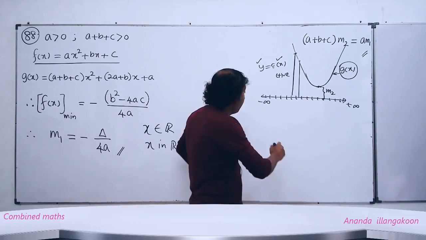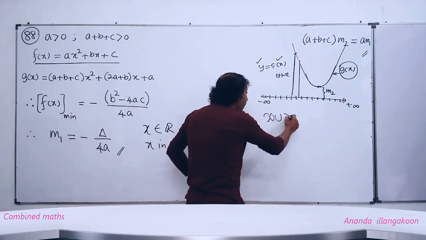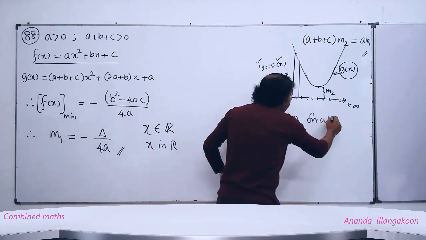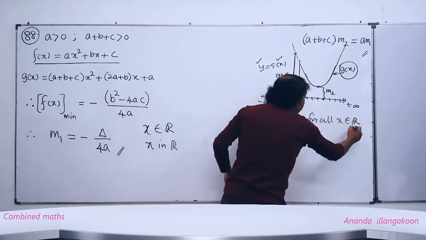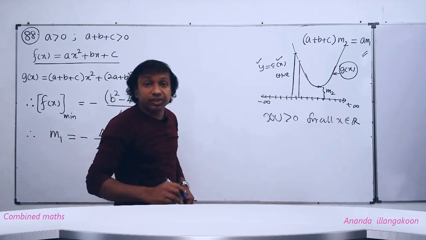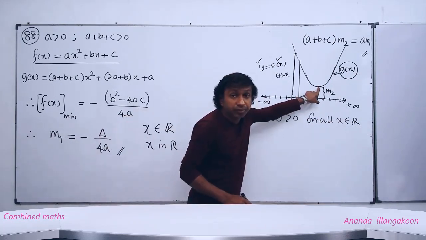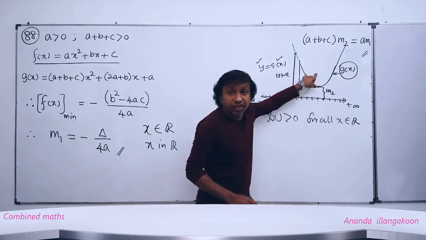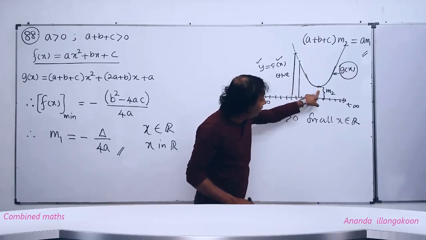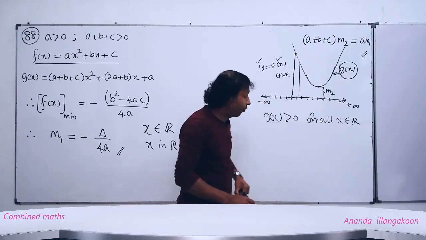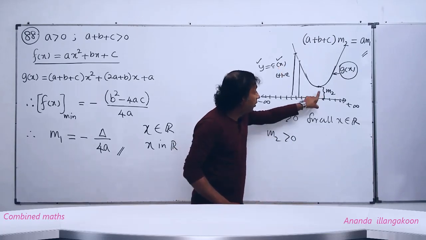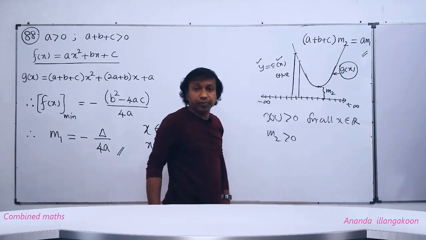Then g(x) greater than 0 for all x in R, if this lowest point, the vertex, lies above the x-axis. That means this height, m2, becomes positive, no? When the graph is like this, the lowest point is above the x-axis, then this m2 is positive.